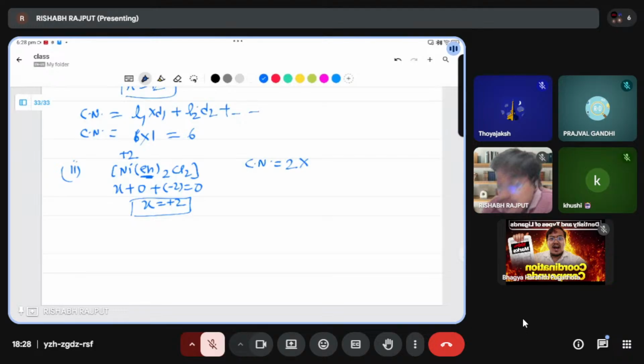I will write one more, Pt EDTA. In this case, you can find the oxidation state and coordination number. Please tell me in this case. Guys, please tell me one thing, are you all clear how to find oxidation state and coordination number here? In this case, coordination number 6 is there, and oxidation state 4 is there as well.